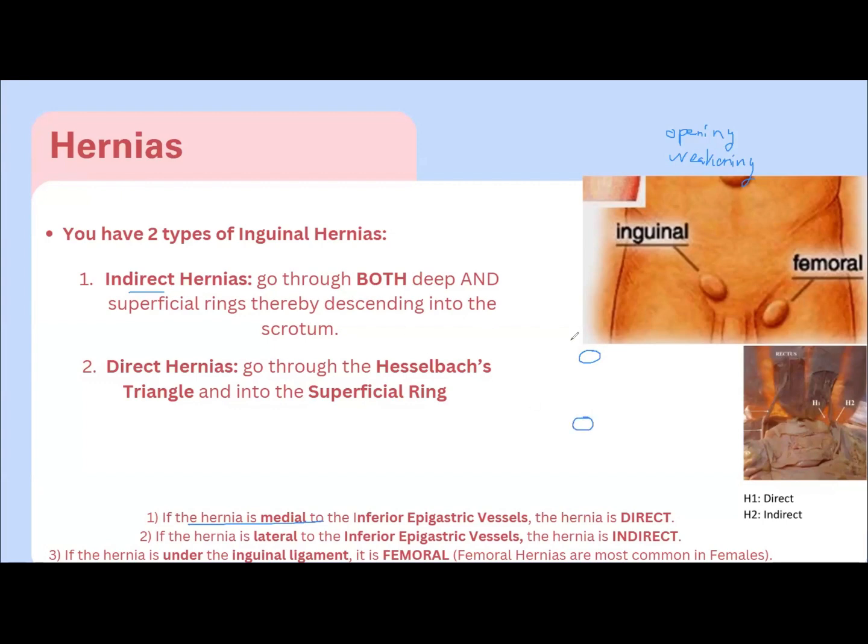Because what is the inguinal canal? It's basically the place where the spermatic cord goes into the scrotum. So a hernia that passes through this canal will end up in the scrotum, and it's called an indirect hernia. A direct hernia goes through the Hesselbach triangle and into the superficial ring. Remember how I told you the hernia goes through an opening or a weakening? If it goes through an opening, which is the inguinal canal, it's called an indirect. If it goes through a weakening, which is the Hesselbach triangle, it's called a direct hernia.